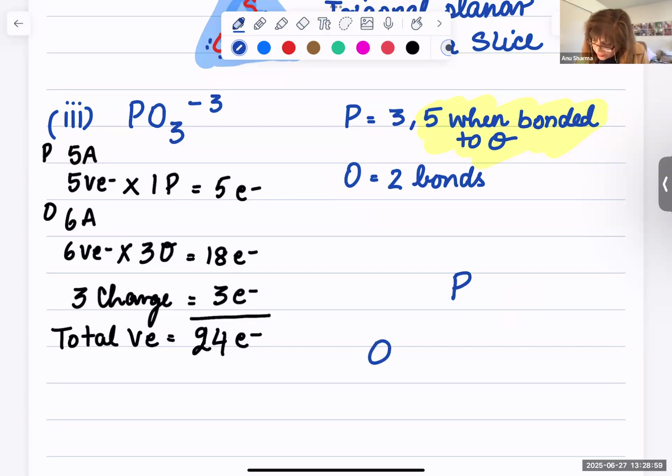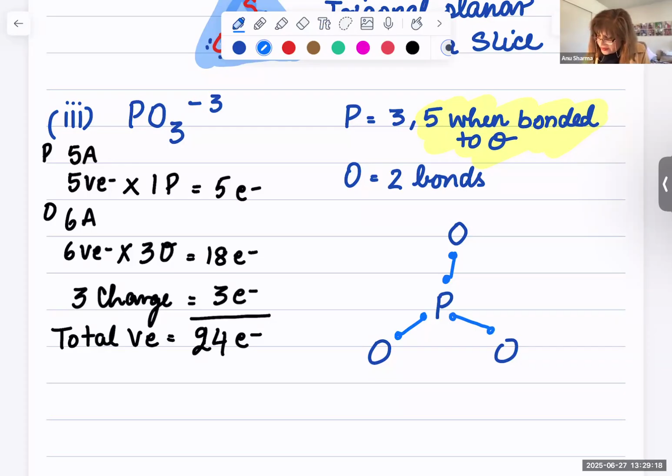And we are going to place the oxygens on the side. Now there are 3 oxygens, so just make sure that you place them in some kind of symmetrical order. Okay, so this is symmetrical. Next is to connect them with single bonds. And here you have 1, 2, 3, 4, 5, 6. 6 electrons have been used, so minus 6.